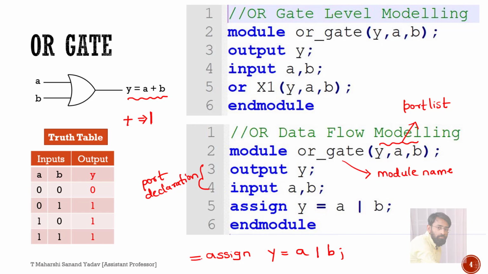So this is the only line that you have to change if you are writing a Verilog code for an OR gate using data flow modeling. Rest everything will be same. So let us implement this using Xilinx tool.